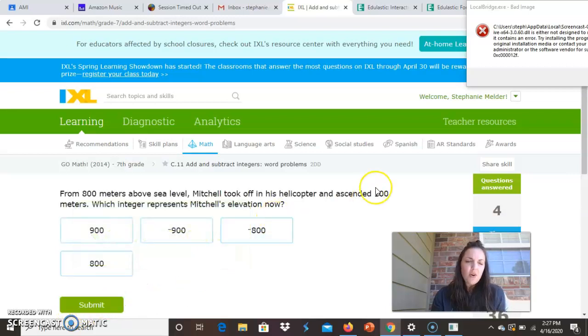And guys, again, from 800 meters above sea level, that means that we are working above 0. And then we see that keyword, Mitchell took off in his helicopter and ascended. That means he's moving upward 100 meters. So if we're above sea level at 800, we move up 100 more. We are now at an elevation of 900.